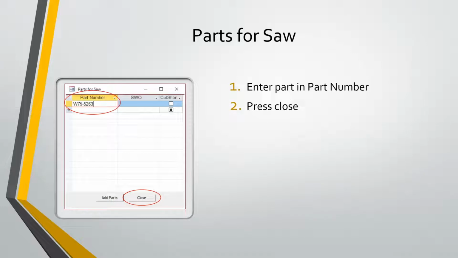Now, when you click on Parts for Saw, the following table on the left opens up. First, you will enter the part you want to work on, which you will do under the part number right here. Here we see that W755263 has been entered. After entering the part number, you will click Close, which is circled in red. Do not click on Add Parts. And those are the steps in the Parts for Saw table.